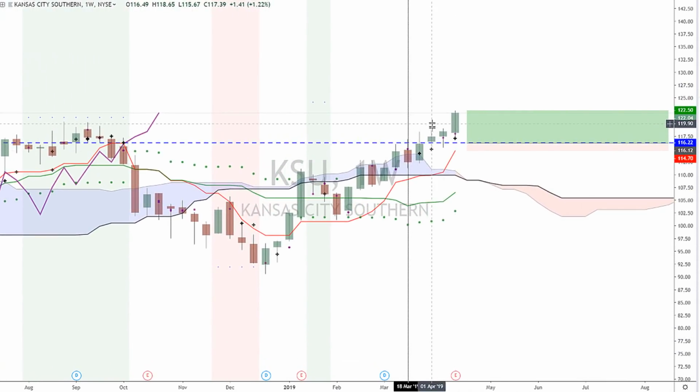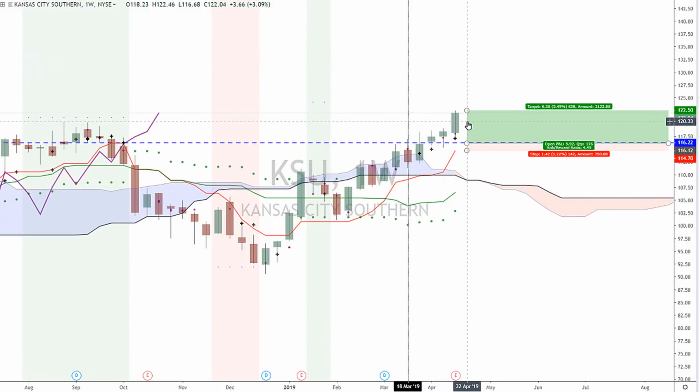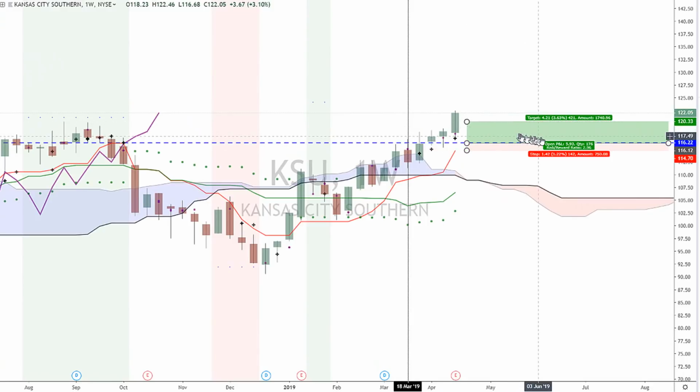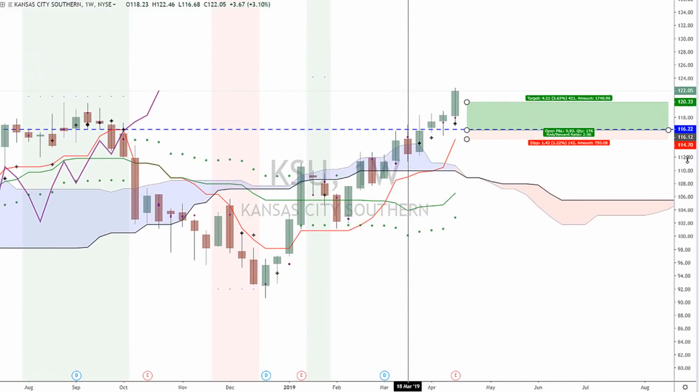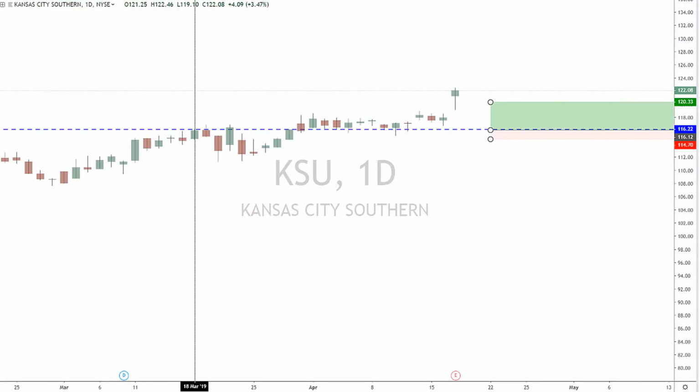You could see right here, if I retest the pivot high right about here, I'm looking at close to a 3-to-1 reward risk ratio, which is exactly what I'm looking at here. So you could sit there, and if you get to that level before earnings, and we'll see if we got to that level before earnings by looking at a daily chart here.